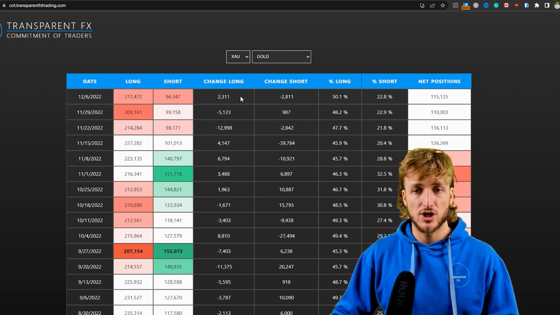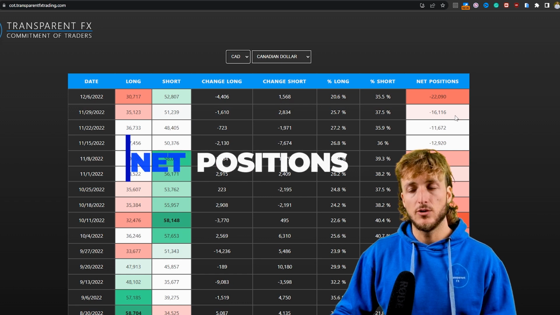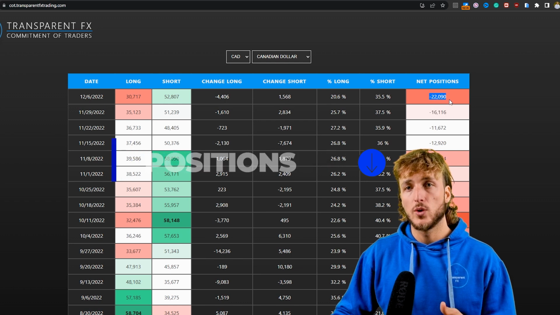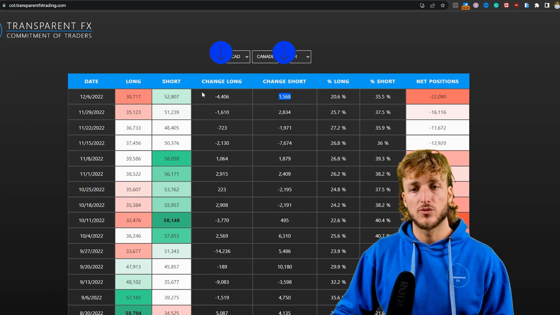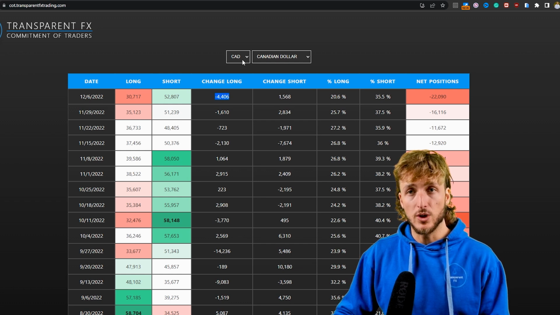Now, if we check the data for the CAD, what we can see is that with the last report, we did see a decrease of the net positions. We went from minus 16K to minus 22K net positions, with 1.5K shorts added with the last report and 4.4K longs getting closed. Now, this indicates that CAD USD is getting weaker.